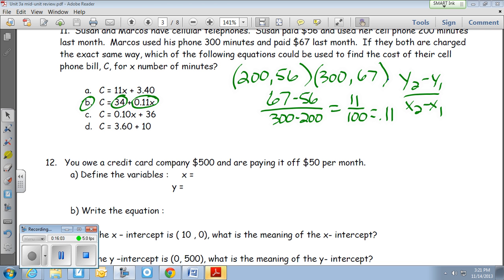All right, number 12, we talked about how if you had graphed number 12 and graphed the x and y intercepts that they give you in letters C and D, that might help you understand the problem a little bit. So what I'm going to do is make a little graph over here, and I'm going to graph the x-intercept at 10, 0. And then I'm going to graph the y-intercept at 0, 500.